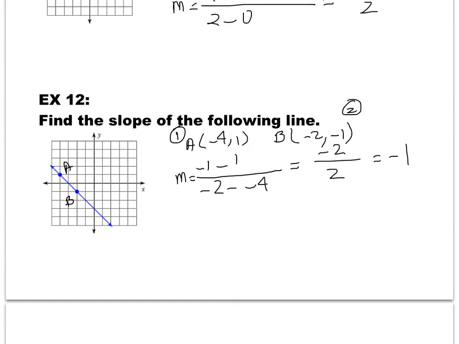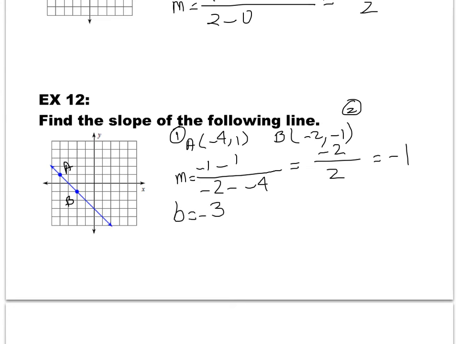Now, can somebody look at the graph and tell me what is the y-intercept here? Excellent. No, it's not negative 4. It's negative 3. It's where the line crosses the y-axis, and you can see that the line crosses at negative 3. So I can write b is negative 3.